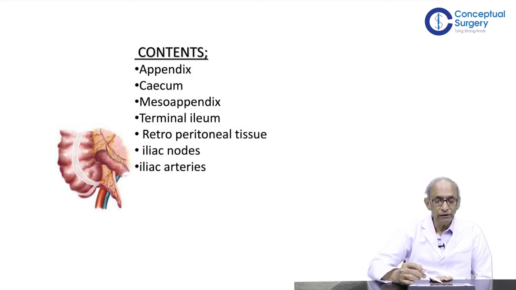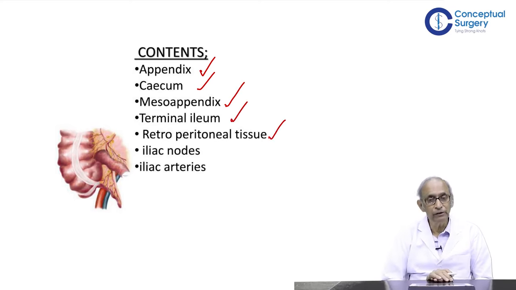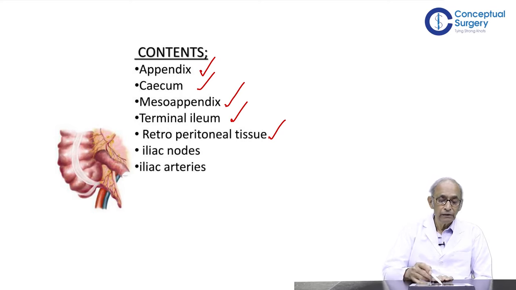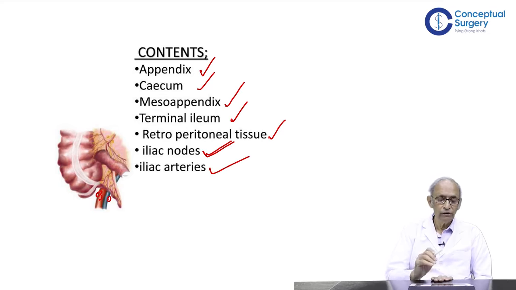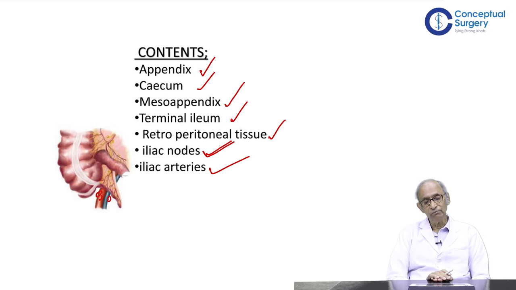Just an explanation: appendix, cecum, mesoappendix, terminal ileum, retroperitoneal tissues. Yes, retroperitoneal tumors can also sometimes be present here. And this is something which you should keep in mind. Once in a while they are there. You will find nodular masses lying there, and they could be coming from the iliac nodes associated with the vessels which I have shown you. Like in these areas, you can have nodes, and those nodes can also be felt. And of course, aneurysms of these vessels can also be felt here.